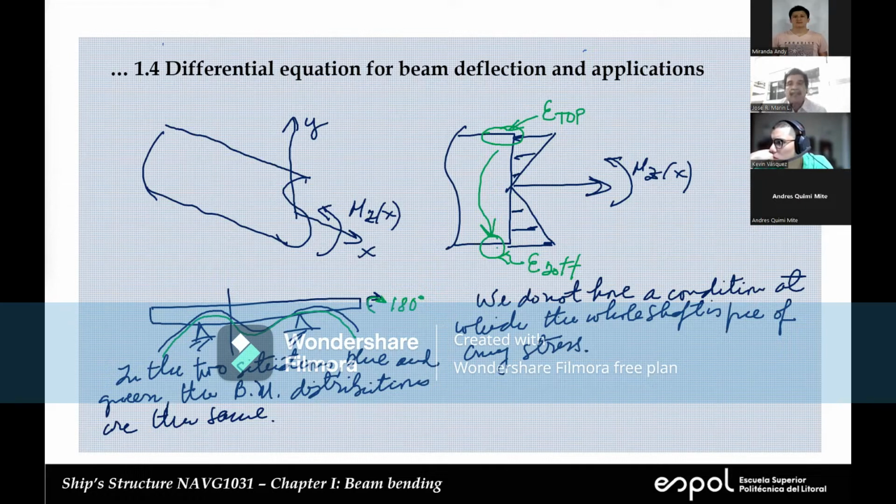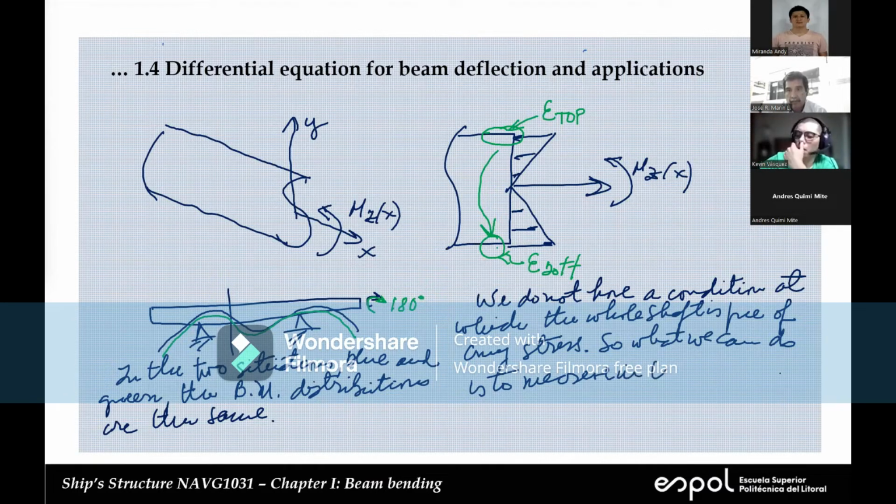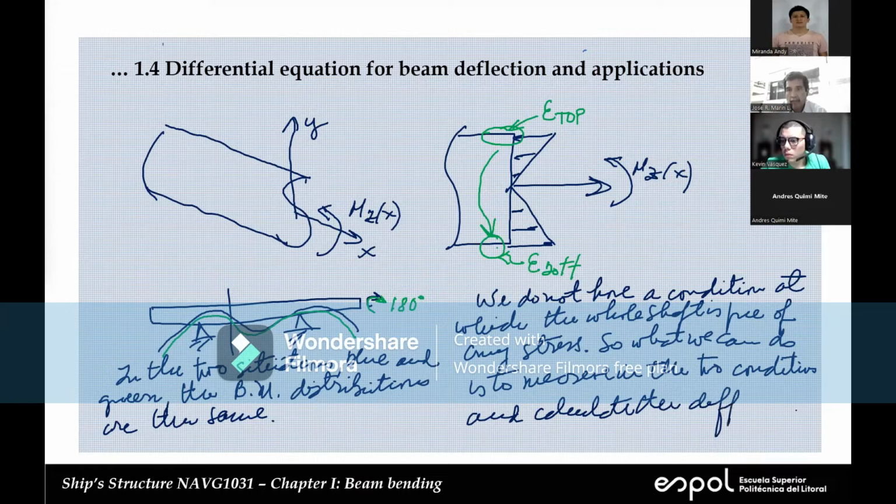It's extremely difficult. We should have many hands in order to hold the shaft, because the weight is always acting, but we should sustain it. Right now we are in a very straight position, and in this condition there is no stress. But the problem is that we cannot have that. So what we can do is to measure in the two conditions and then calculate the difference. That's what we try to do.